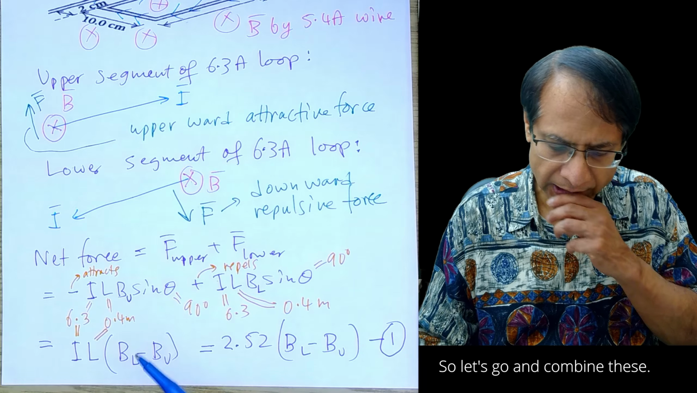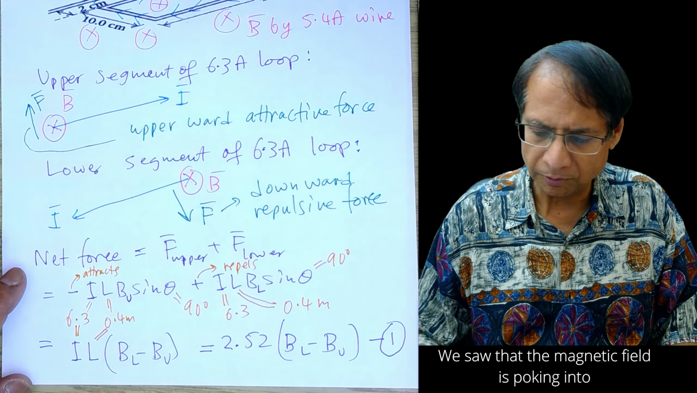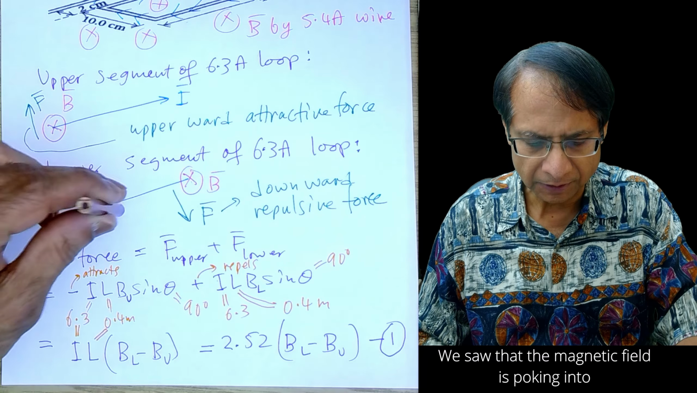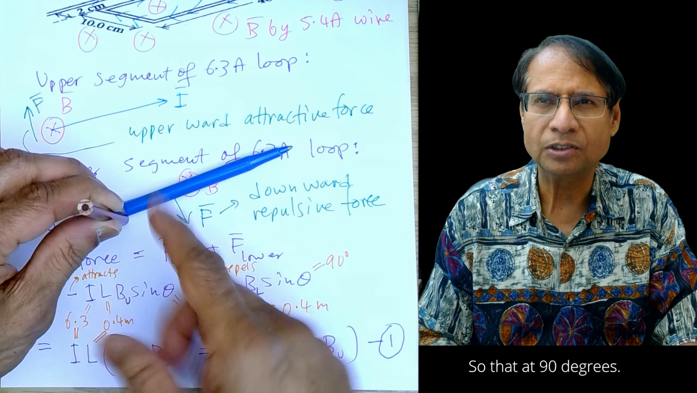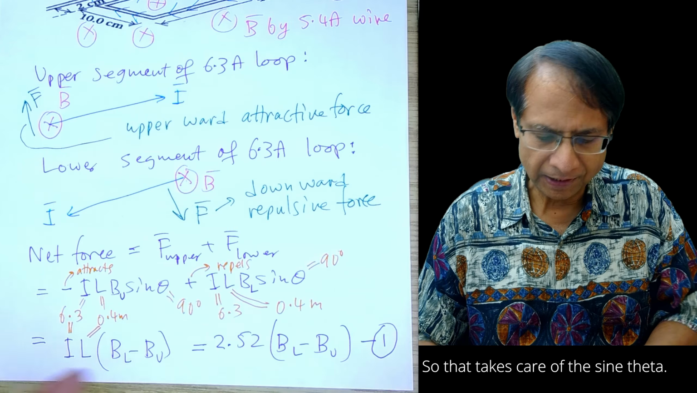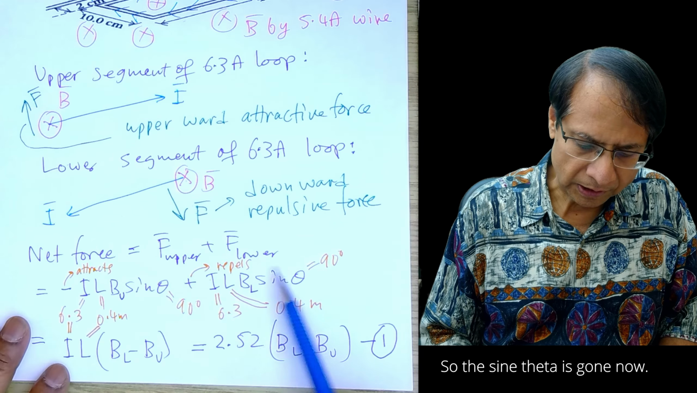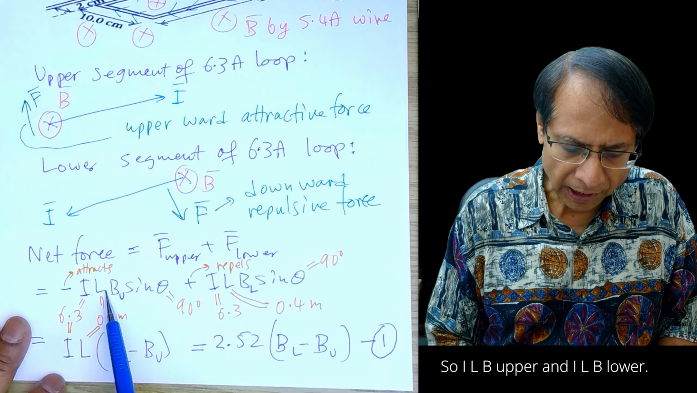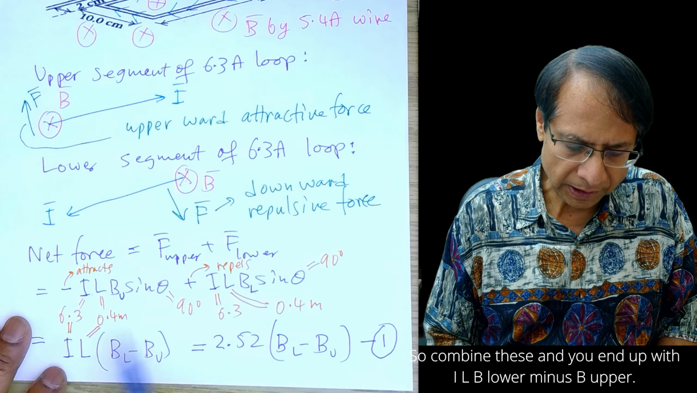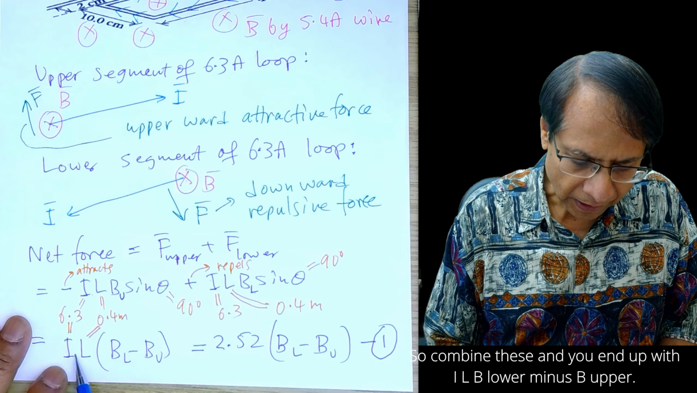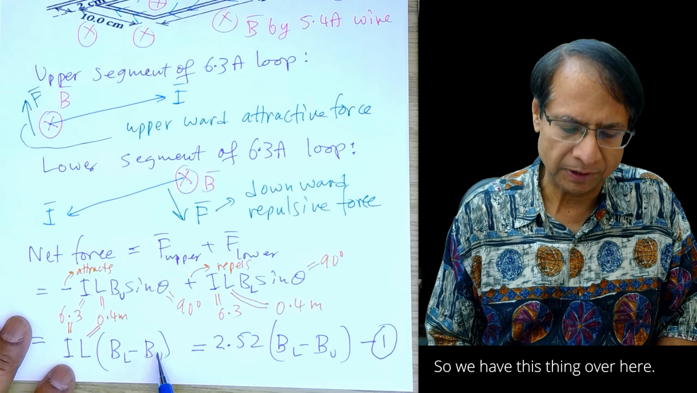Okay, so let's go and combine these. The sine theta is 90 degrees. We saw that the magnetic field is poking into the paper and the current is going like that, so they're at 90 degrees. That takes care of the sine theta. It's simply 1. So the sine theta is gone now, and you have ILB upper and ILB lower. Combine these and you end up with IL times B lower minus B upper. So we have this thing over here.